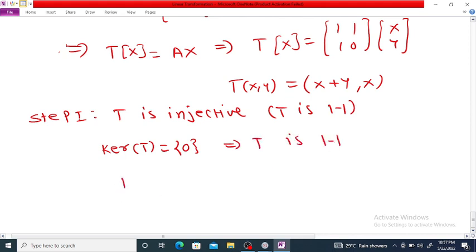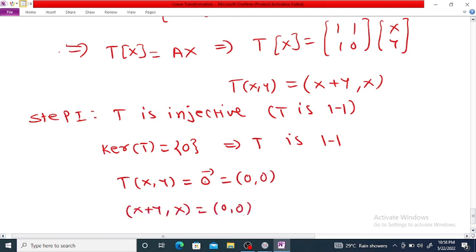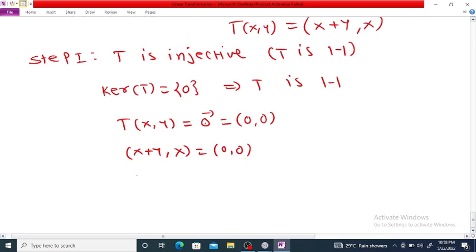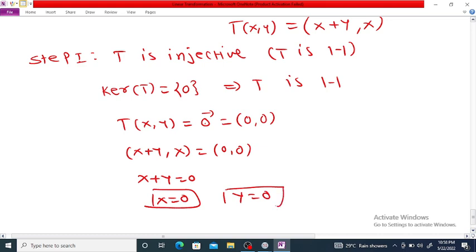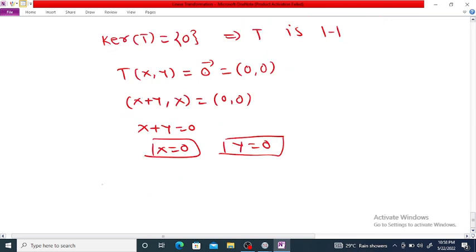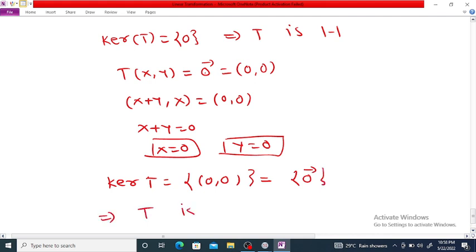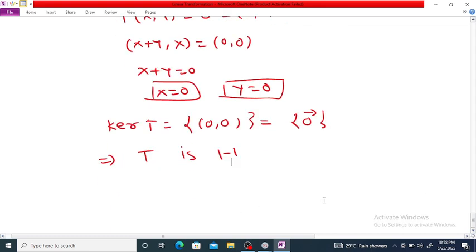So for that, consider T of x y is equal to 0 bar, that is 0 0. So this implies x plus y, x is equal to 0 0. If you equate the LHS and RHS, we get x plus y equal to 0 and x is equal to 0. From this we get x is 0 and y is also 0, and therefore kernel of T is equal to 0 0, which is nothing but the 0 bar. Okay, and therefore this implies T is 1 1 or injective.